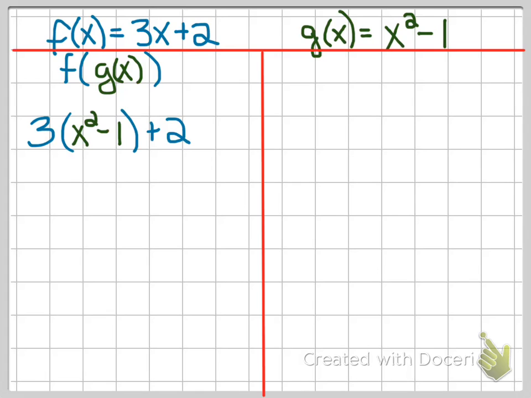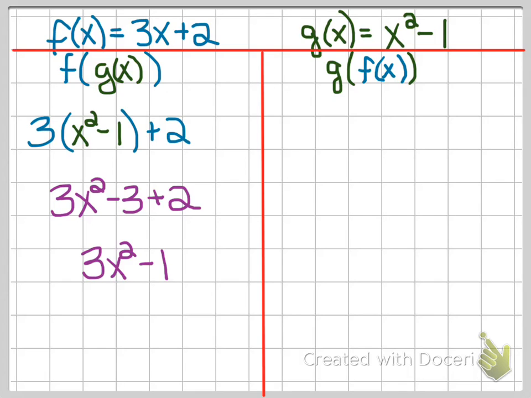We're going to use the properties of distribution first, and we can see that 3 times the quantity x squared take away 1 gives 3x squared take away 3, plus 2. We can simplify by combining like terms, and we result with 3x squared take away 1.